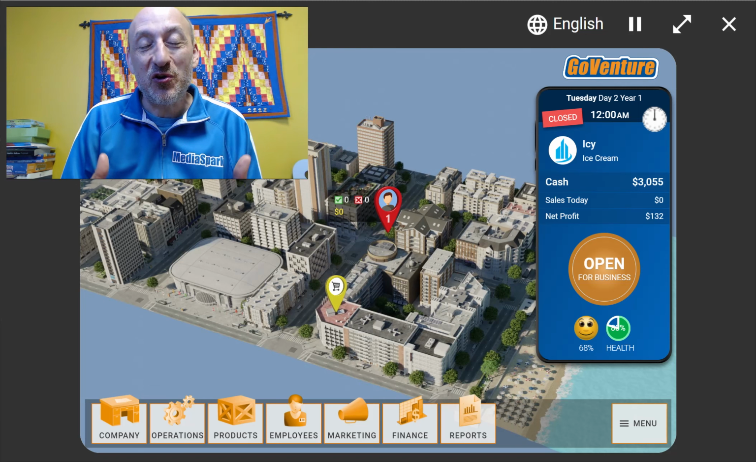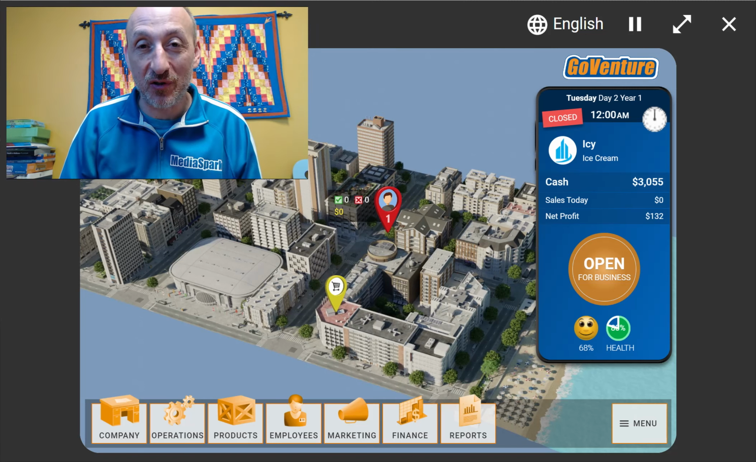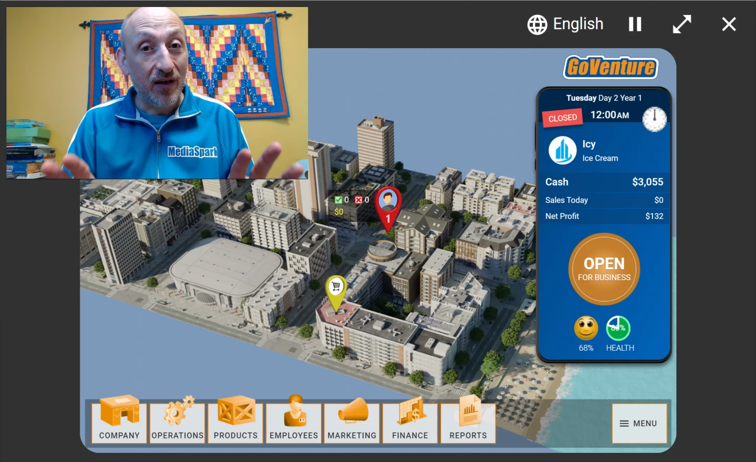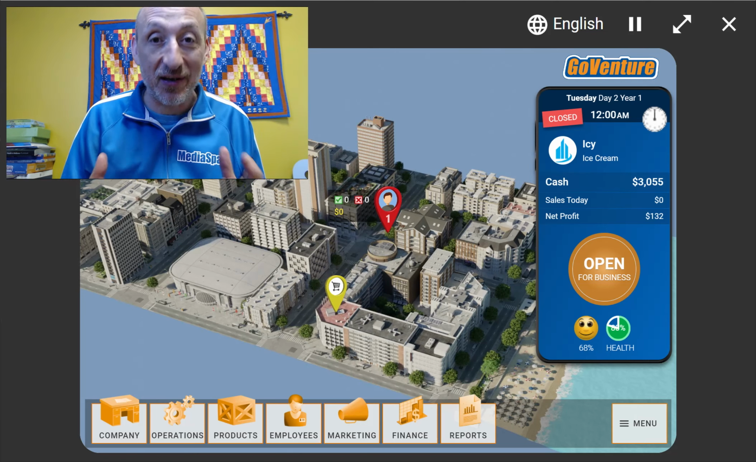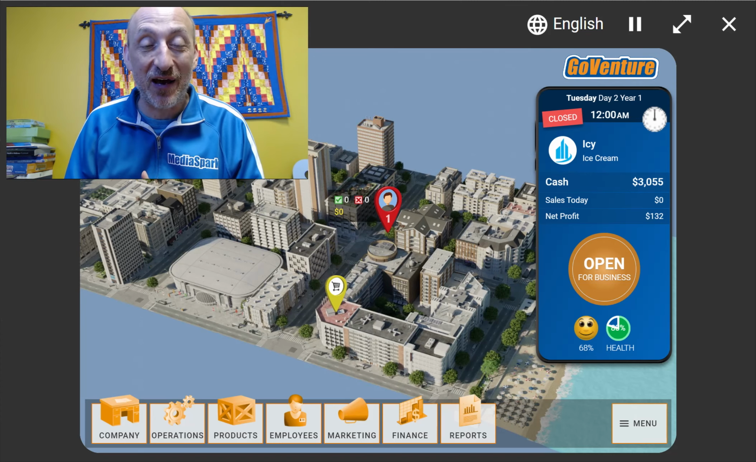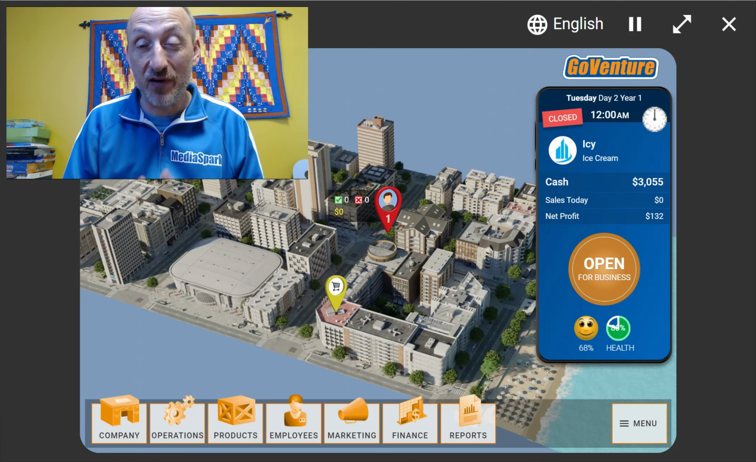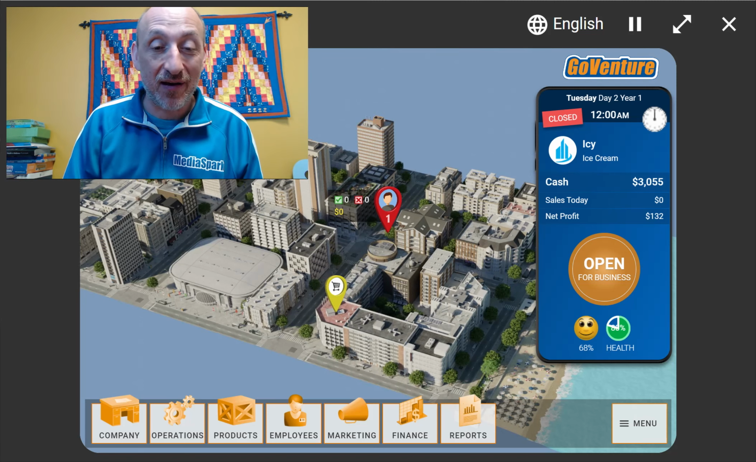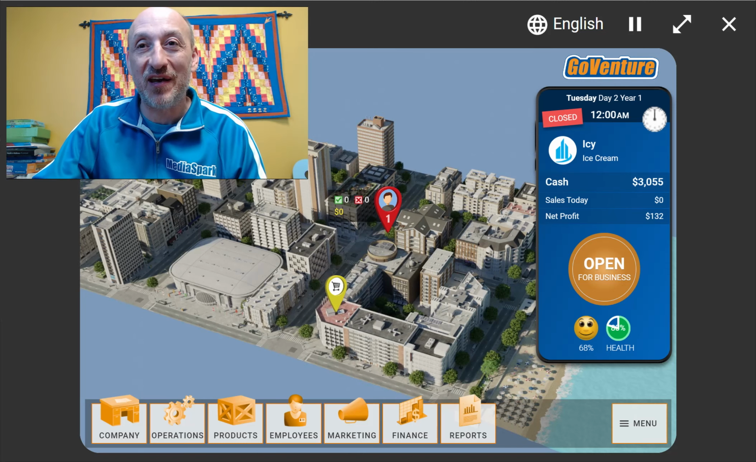So let me show you why you cannot cheat a GoVenture simulation. Now, let me clarify. I'm not saying all simulations you can't cheat. There's many games and simulations you absolutely can cheat if you have the right cheat and you know what to do and how to do it. I'm going to show you how two of our business simulations, or GoVenture ones, cannot use cheats, and how we designed them so that you don't have to worry about that.